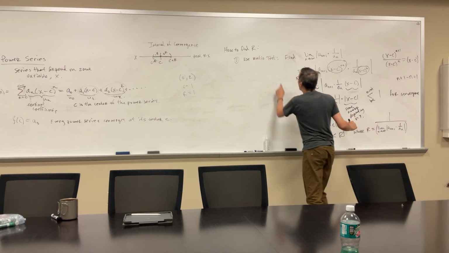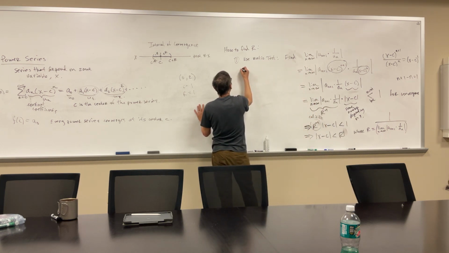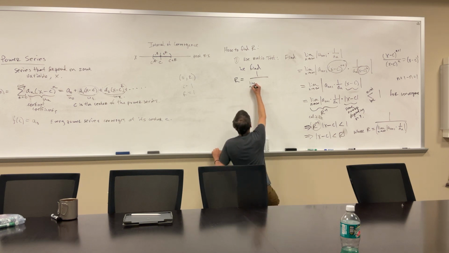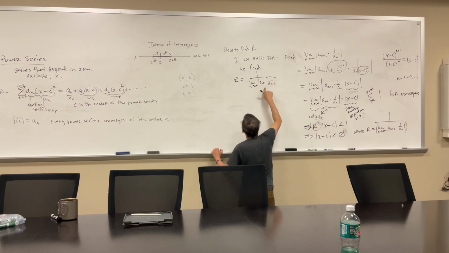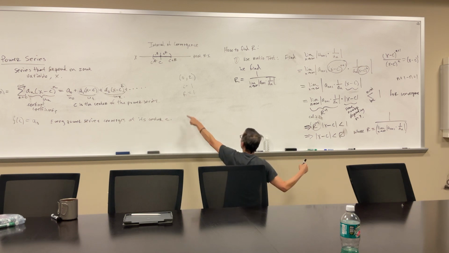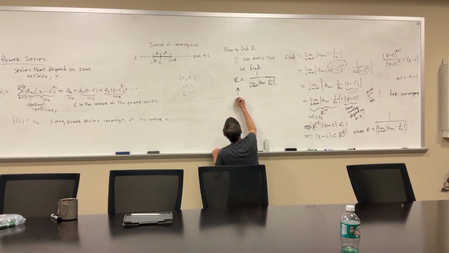So step 1 is find this limit. It's really this: find r equals 1 over the limit as n goes to infinity of the coefficients. We don't even think about the actual x part. We're just going to grab the numbers or the formulas for the numbers off the front, find this, and this is our radius of convergence.